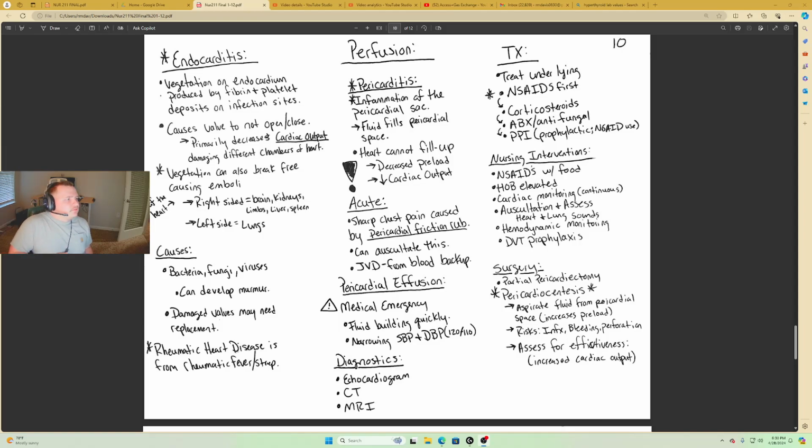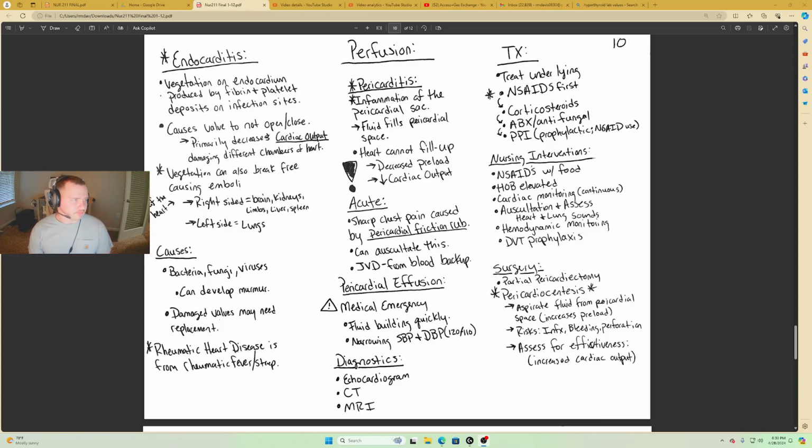We've talked about cellular regulation, we've talked about gas exchange, we've talked about airways, artificial, we've talked about venous access, and now we're talking about perfusion.